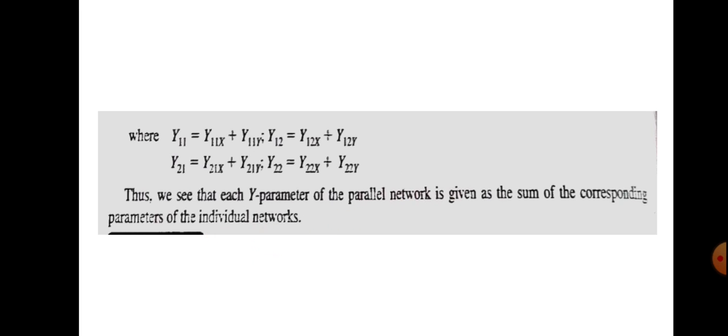So that is the point here. In the case of series connection, we use Z parameter analysis, and in the case of parallel connection, we use Y parameter analysis. In both of these, the sum of the individual network parameters gives the total network parameter. So for the Y parameter of the parallel network, it is obtained by the sum of the corresponding individual Y parameters of the networks. Okay, that's all about this topic. Thank you.